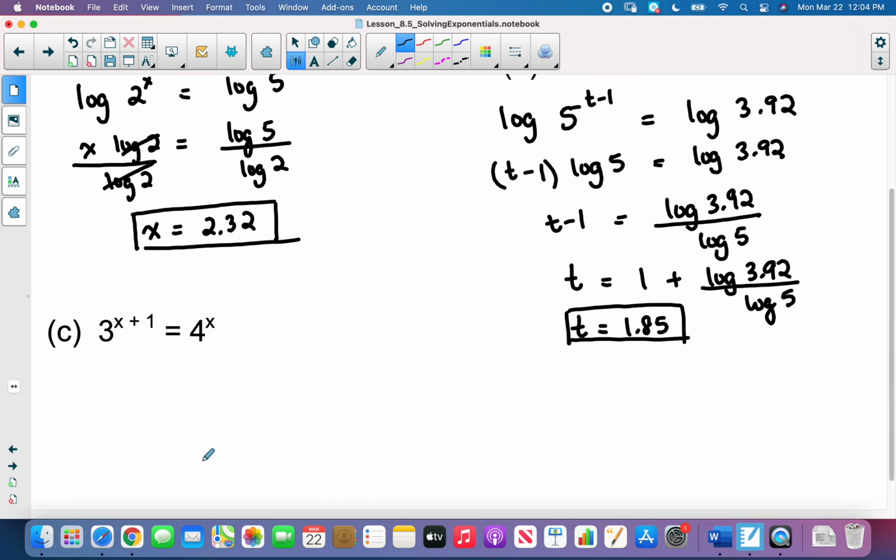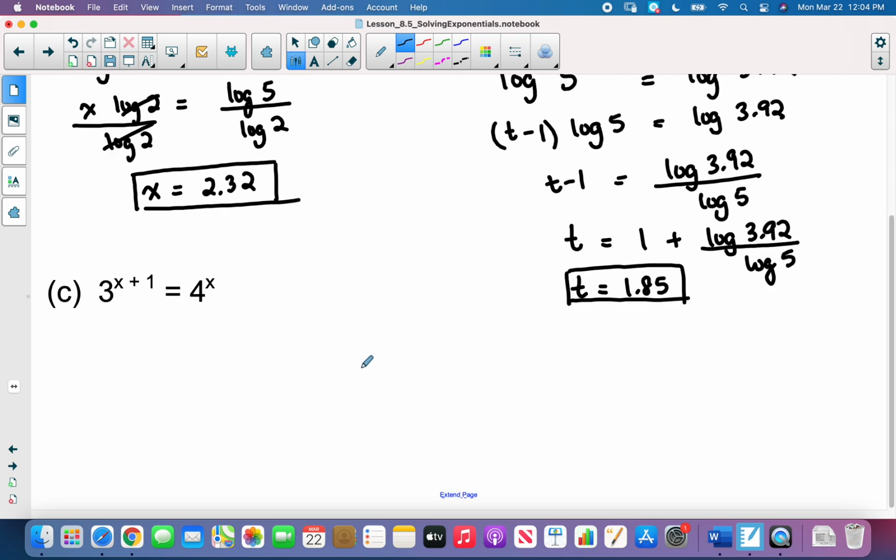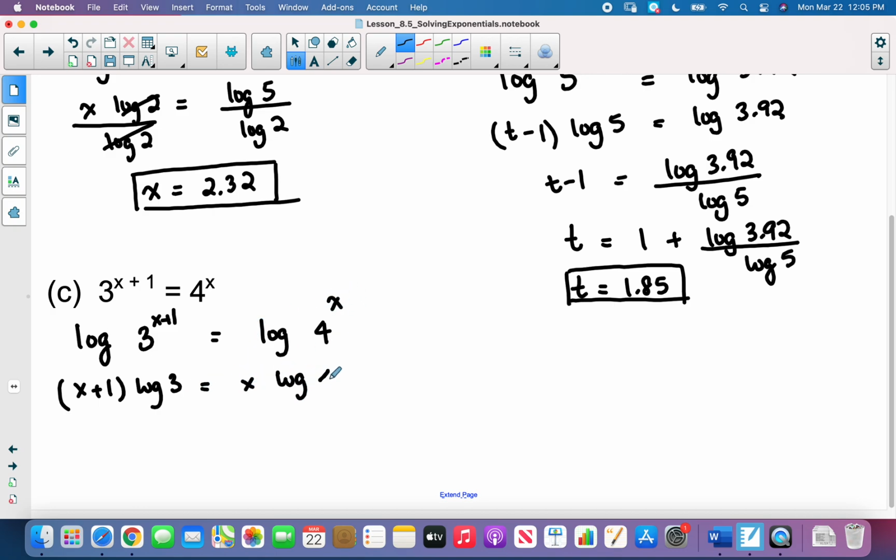Let's try another one. 3 to the power of x plus 1 equals 4 to the power of x. We take logarithms on both sides. So log of 3 to the power of x plus 1 equals log of 4 to the power of x. And then we can bring this down here. So x plus 1 times log of 3. And we can bring this x also down here as x times log of 4.